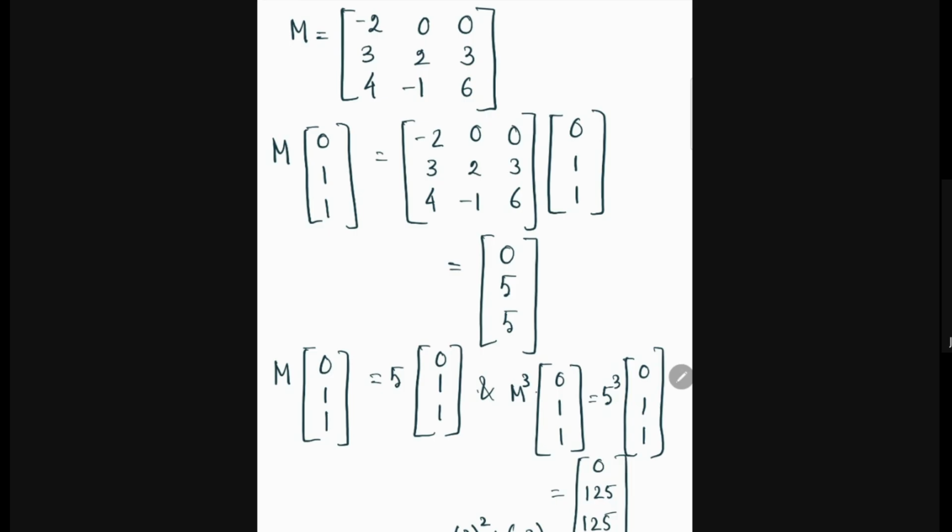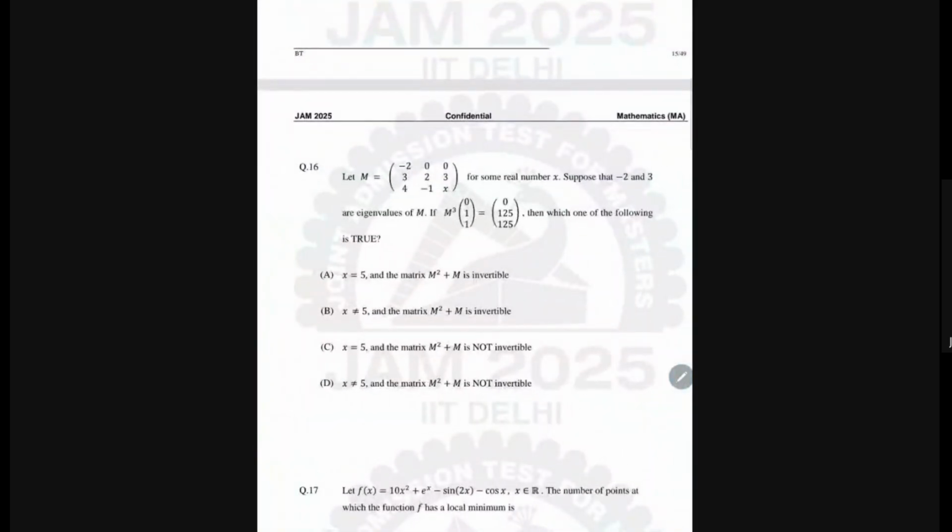3 square plus 3, that is 12. And 5 square plus 5, that is 30. So none of them are going to 0. So if we call M square plus M as A, the determinant of A will be non-zero. So M square plus M is invertible. So our option B is correct.